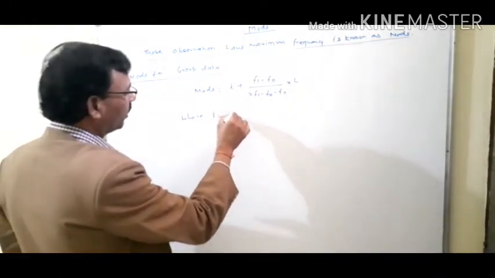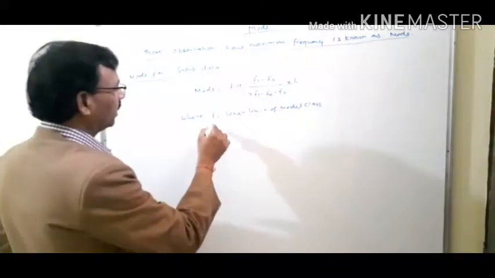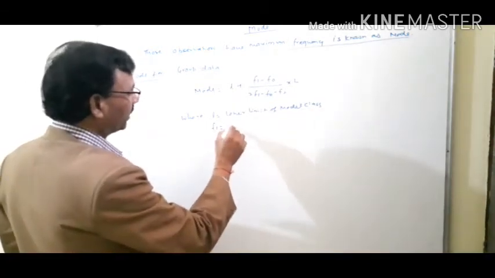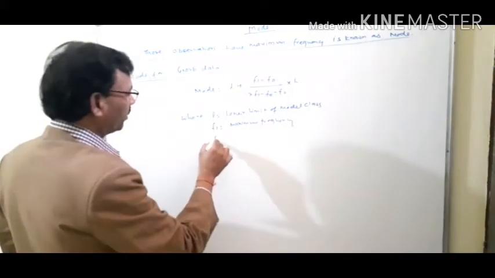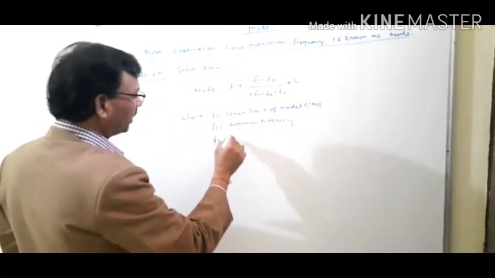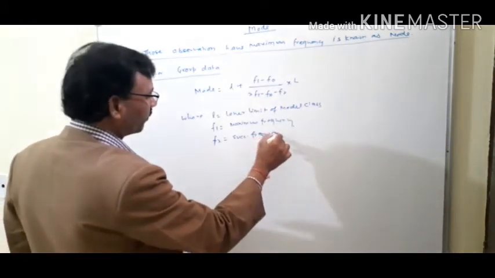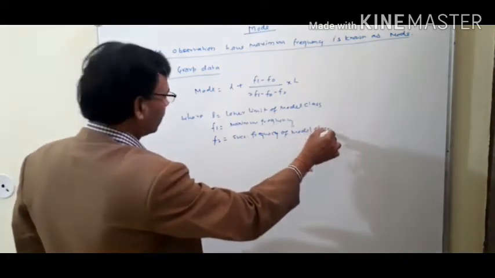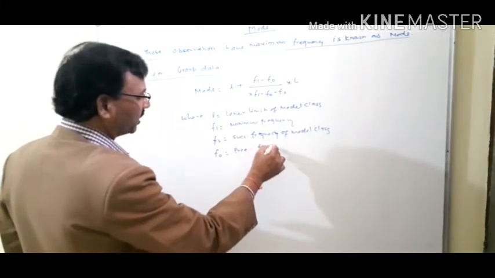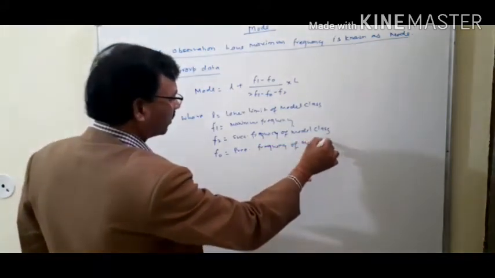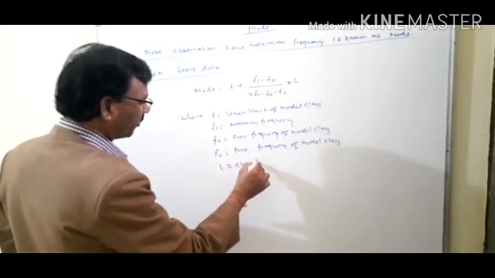L equal to lower limit of modal class, F1 equal to maximum frequency, F2 equal to succeeding frequency of modal class, F0 equal to preceding frequency of modal class, and H equal to class size.